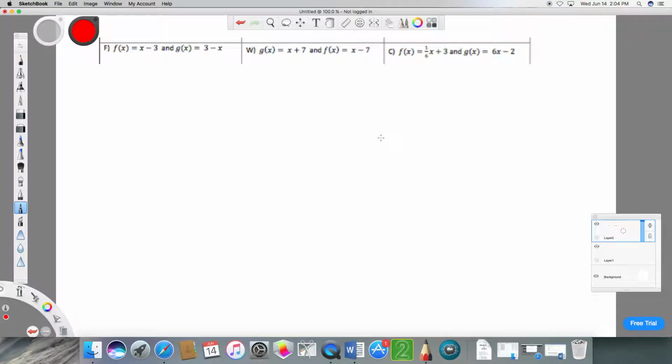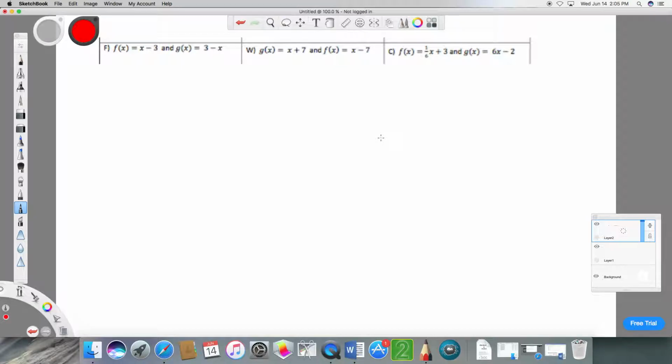Let's take a look at these three problems. In each of these, they give us two functions, f and g, and they want us to determine if these functions are inverses of each other. So what we're going to do is build the new functions through function composition, f composed with g and g composed with f, and if they are inverses, then the result will be that each of these compositions equals x.